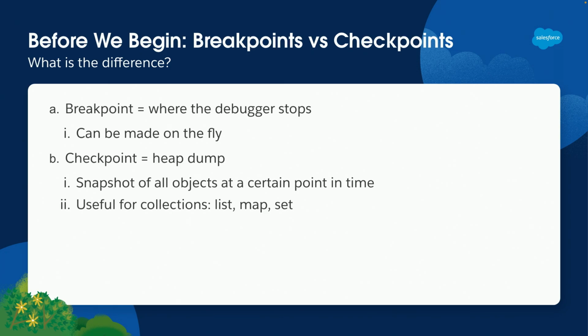This really comes in handy when you're using lists, maps, and sets, big collections of data. And these have to be deployed. So the server has to know where these are so that when it gets to that point in the transaction, it can put everything in the log for you.